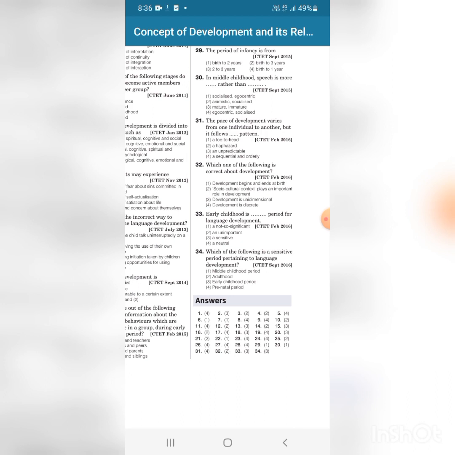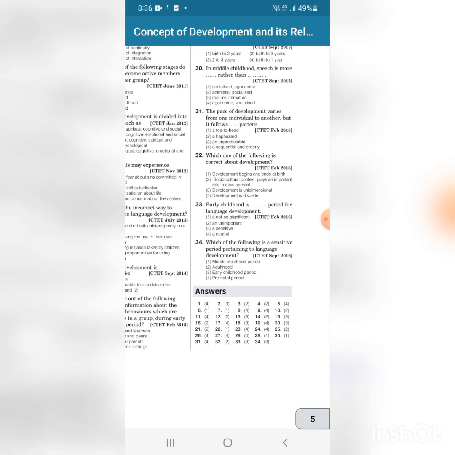Question number 33. Early childhood is dash period for language development. The answer would be, it is a sensitive period. Question number 34. Which of the following is a sensitive period pertaining to language development? The answer would be early childhood period.